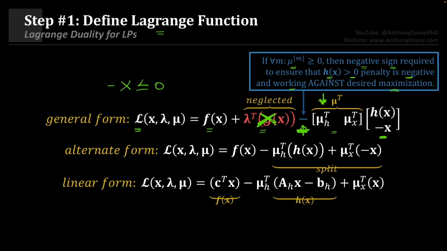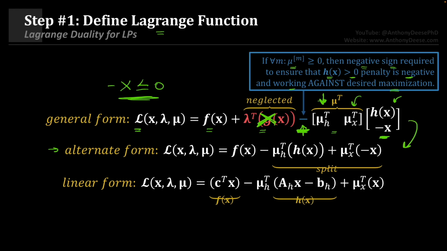So now we have the Lagrange multipliers for the quote-unquote actual h's, the actual inequality constraints, and then we have the Lagrange multipliers for these primal variable constraints right here. Okay, so we move on now to an alternate form. This is really just simplifying.